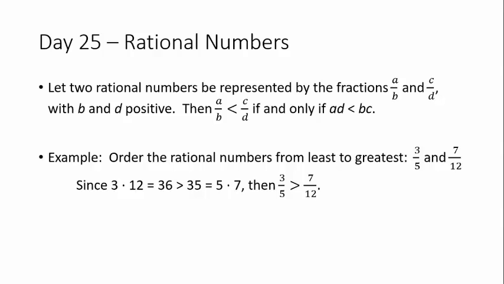I'll multiply diagonally. 3 times 12 is 36. 5 times 7 is 35. 36 is greater than 35. So 3/5 is going to be greater than 7/12. The product of the extremes is greater here. That's why I have the first fraction greater than the second fraction.